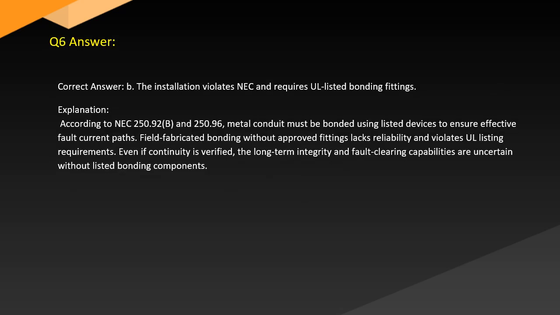Answer. Correct answer: B. The installation violates NEC and requires listed bonding fittings. Explanation. According to NEC 250.92(B) and 250.96, metal conduit must be bonded using listed devices to ensure effective fault current paths. Field-fabricated bonding without approved fittings lacks reliability and violates listing requirements. Even if continuity is verified, the long-term integrity and fault clearing capabilities are uncertain without listed bonding components.